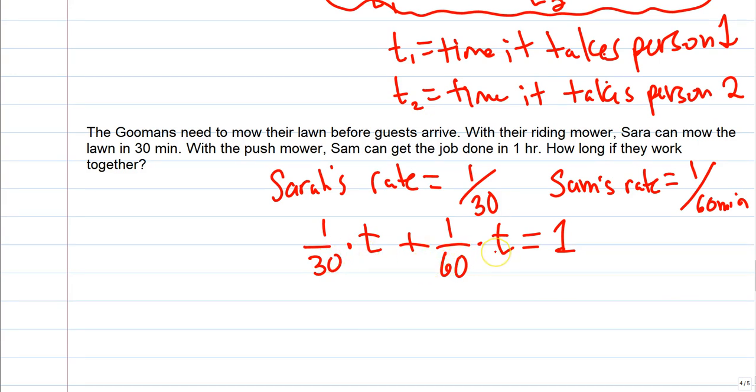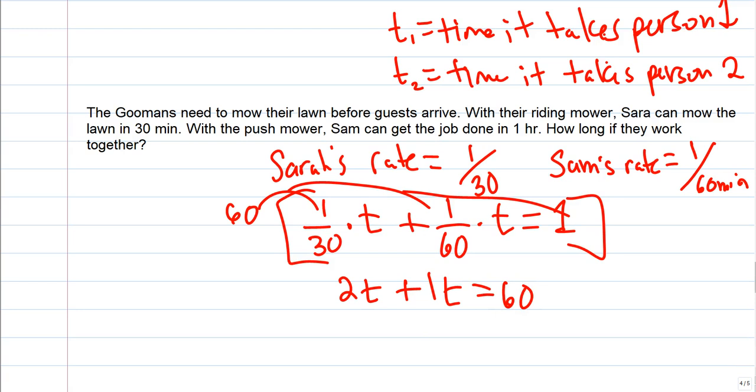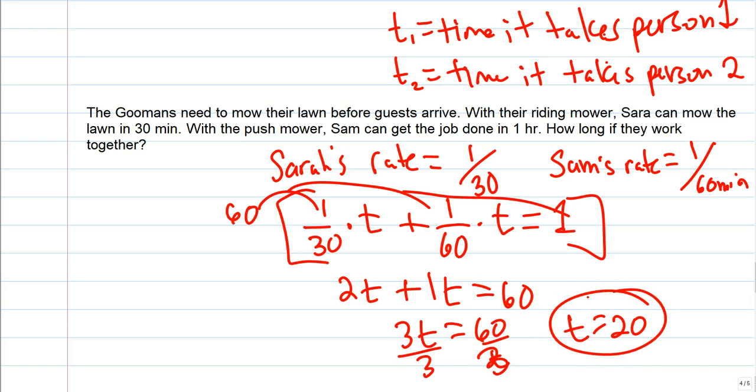Well, you clear the fractions. We multiply by our least common denominator for 30 and 60. So that means that 60 is going to go across each term. 60 divided by 30 is 2t. 60 divided by 60 is 1t. And 60 times 1 is 60. Now it becomes very easy to solve for t. 3t is equal to 60, so that t is equal to 20. So with Sam helping with that push mower, it saves 10 minutes. We get the lawn mowed 10 minutes faster. Okay? And really, it saves Sam 40 minutes, so that's kind of a good deal for Sam.